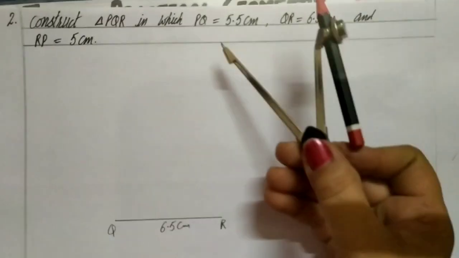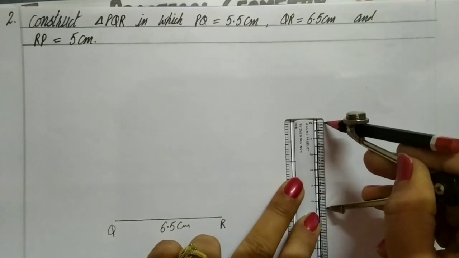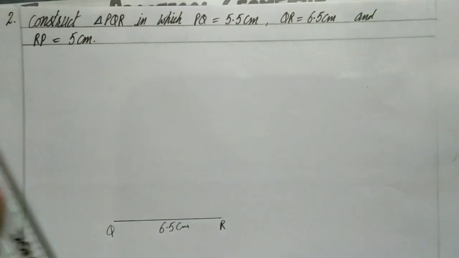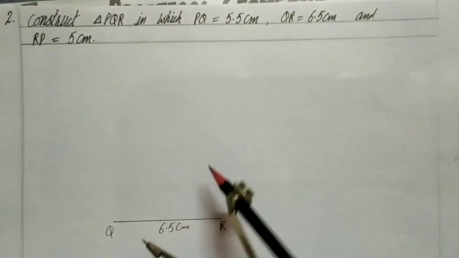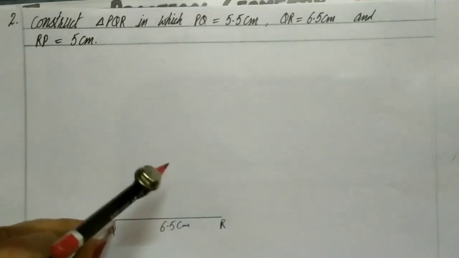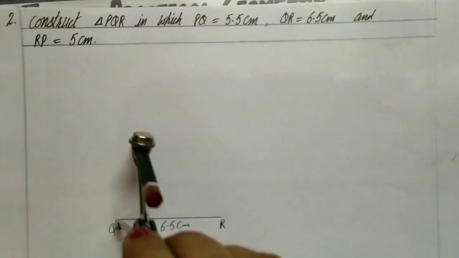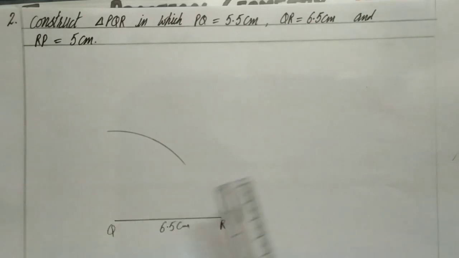Now coming to the first side, that is given PQ, 5.5 centimeters. So open your compass 5.5 centimeters. Since it's segment PQ and we have already drawn QR, among PQ and QR, Q is common, so we'll put our compass on Q, like this. Then mark a convenient arc of the circle over here, like this.